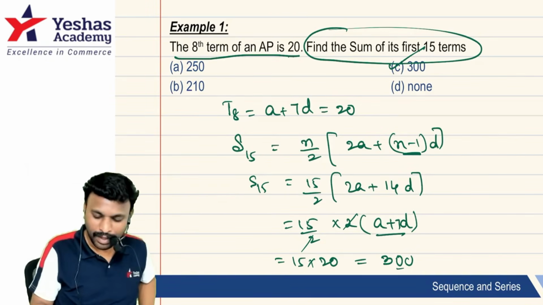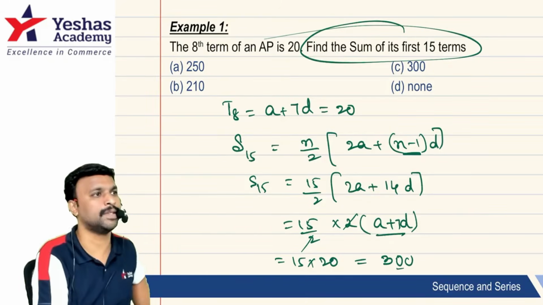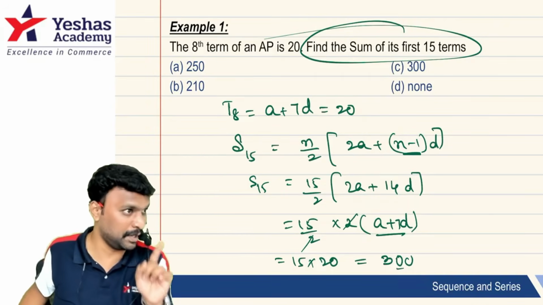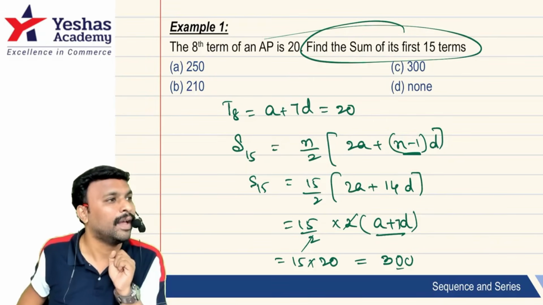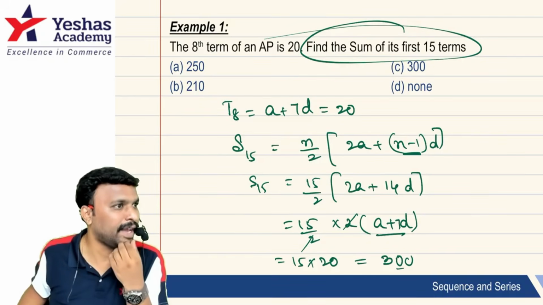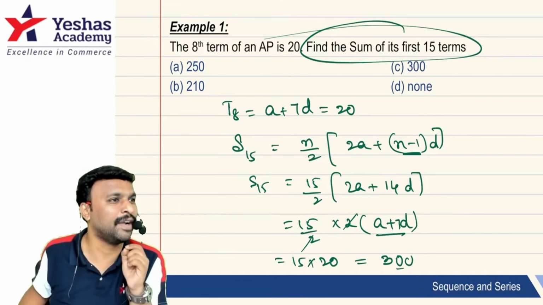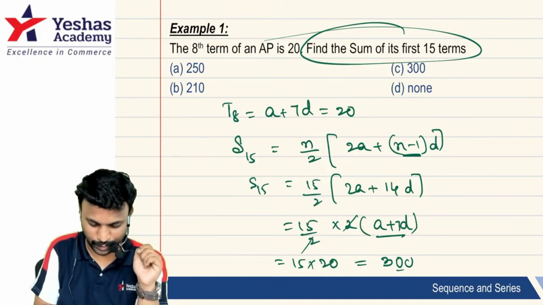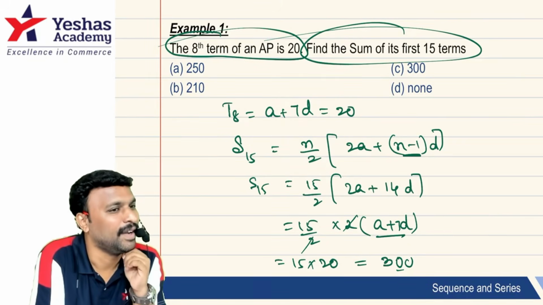Okay. They're asking the sum of how many terms? 15 terms. If there are 15 terms in the sequence, which is the middle term? 7.5 or eighth term? Eighth term. How come? For an odd number of terms, the middle term is n plus 1 by 2. It is the eighth term. Don't you think this is the middle term only? What's the middle term given?